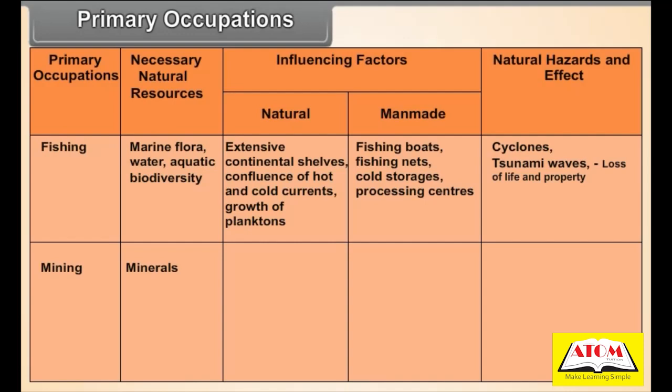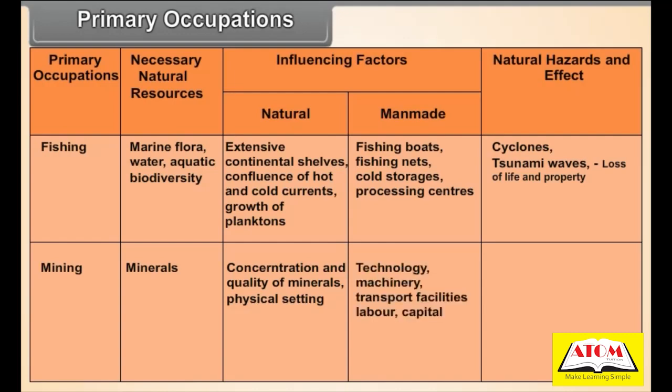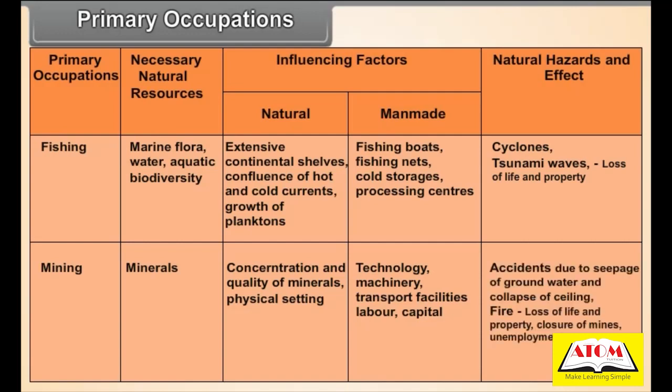Primary occupations: mining. Necessary natural resources: minerals. Influencing factors: natural, concentration and quality of minerals, physical setting. Man-made: technology, machinery, transport facilities, labor, capital. Natural hazards and effects: accidents due to seepage of groundwater and collapse of ceiling, fire, loss of life and property, closure of mines, unemployment.